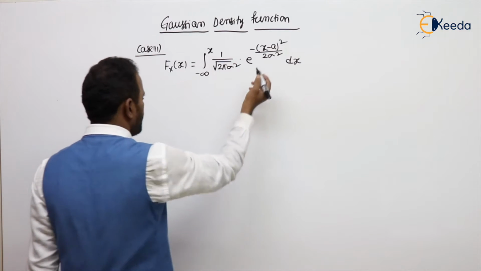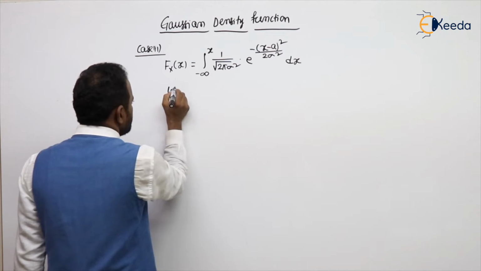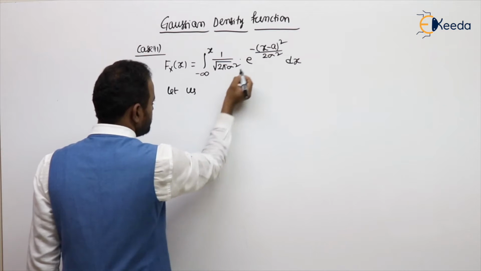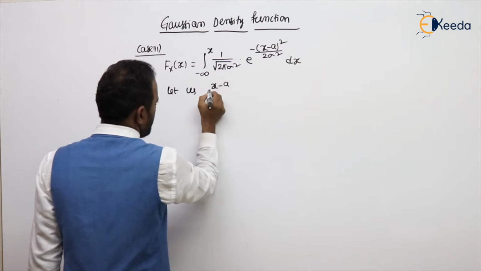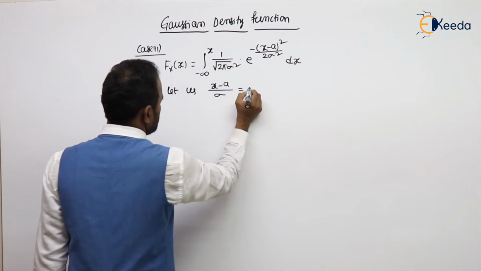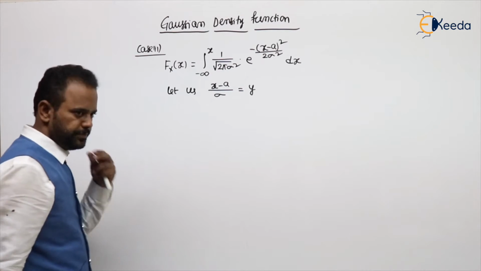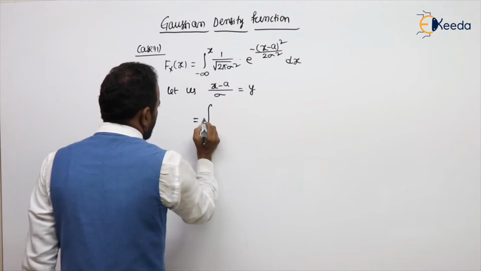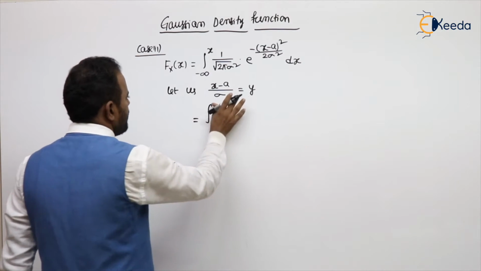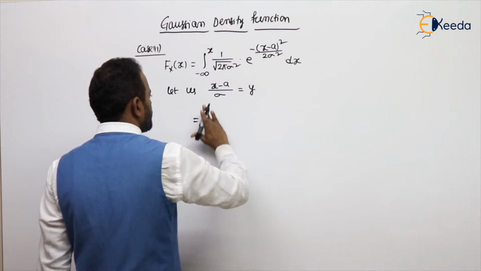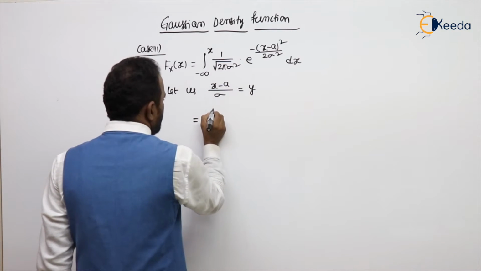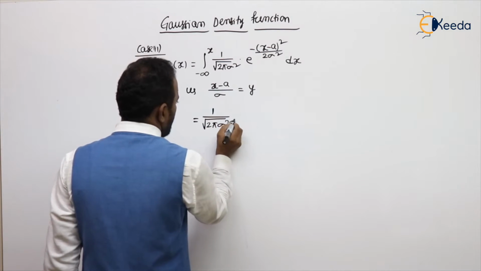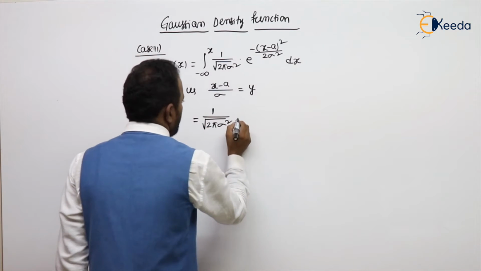Now, let us consider (x minus a) by sigma equal to some dummy variable y. Then see how it is going to be varied. First I want to write 1 divided by root 2 pi sigma square outside. Follow.